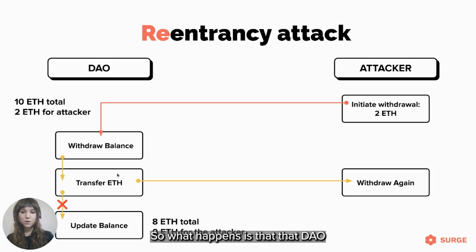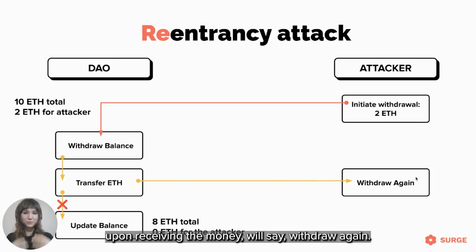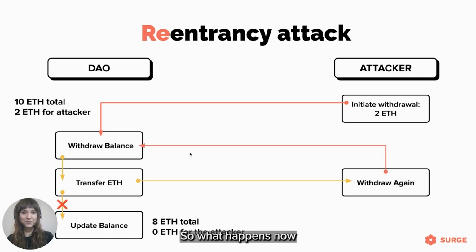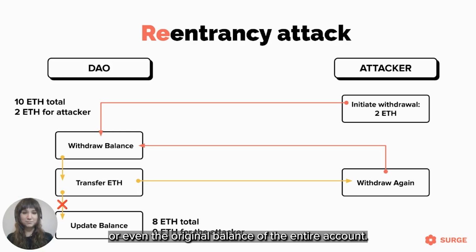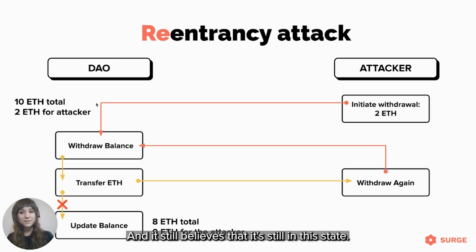So what happens is that the DAO transfers ETH to the attacker, and the attacker, upon receiving the money, will say, withdraw again. So what happens now is that the DAO contract didn't update the allowance for the attacker or even the original balance of the entire account. And it still believes that it's still in this state.